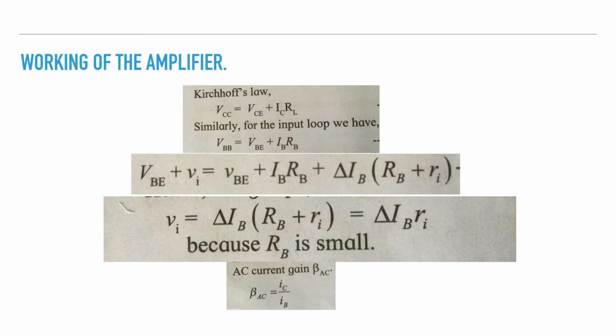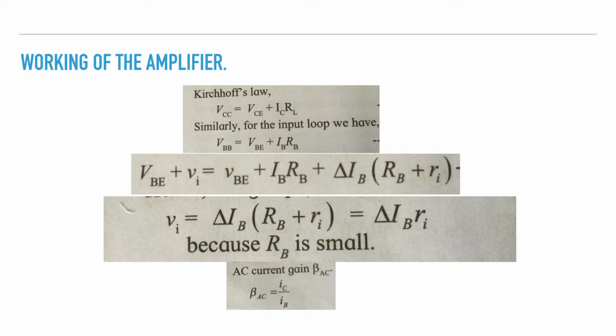Let us discuss the working of the amplifier when the input signal Vi is not applied. So first, consider the output loop. We can obtain from Kirchhoff's law the voltages that are expressed as the collector voltage and the base voltage.